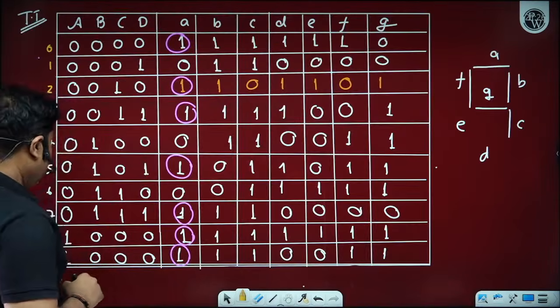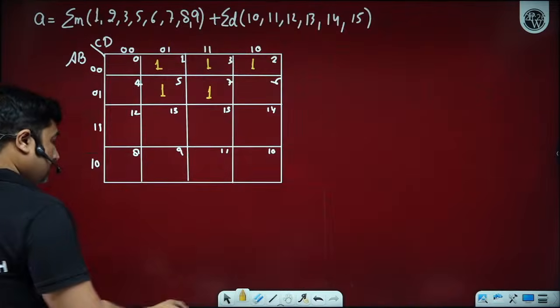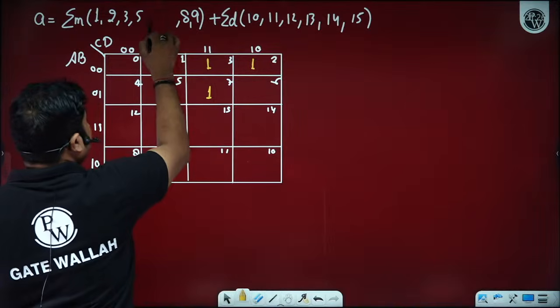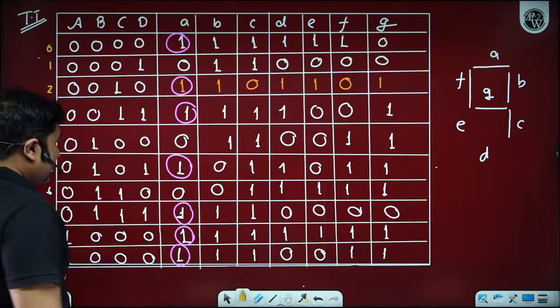6 is low, na? 6 is low. 5, 7. 6 is low, beta ji.